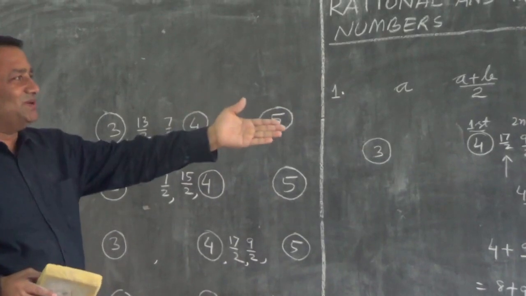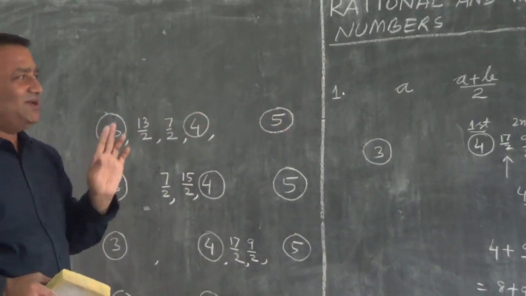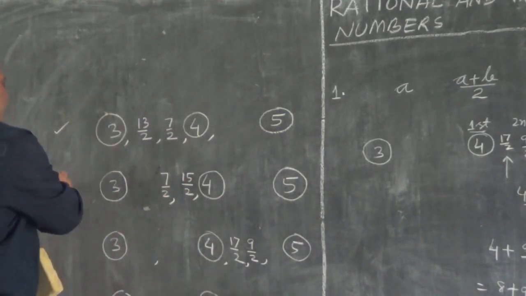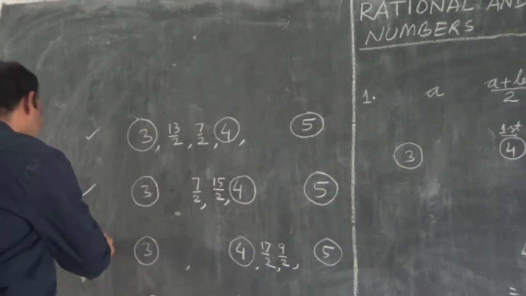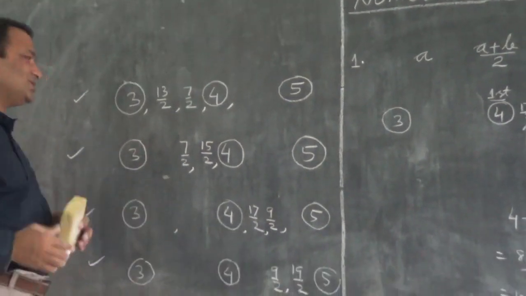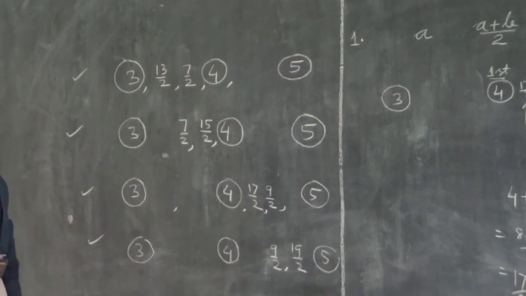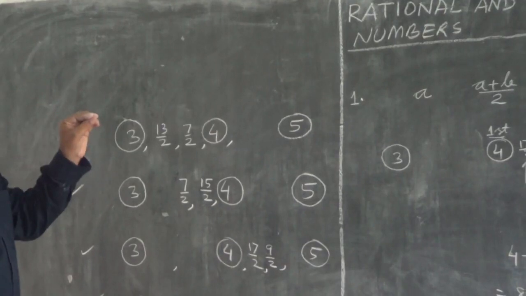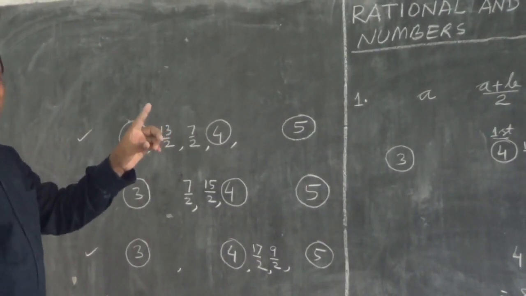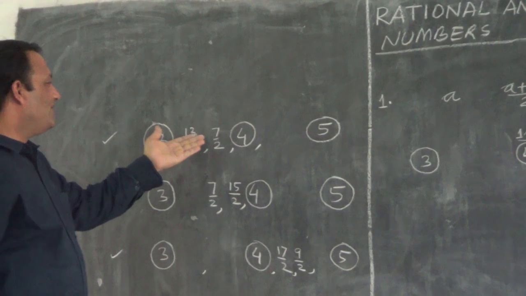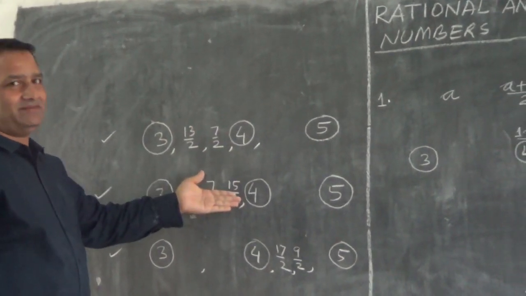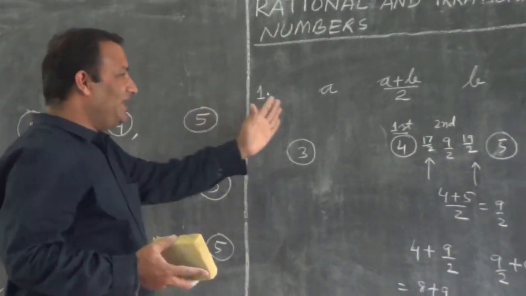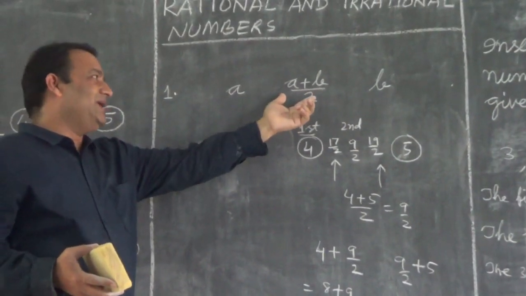For this particular question, insert three numbers between 3 and 5. The answer can be this, this, this, or this. So 4 different options are there. Depending upon the place you find the number, your numbers will be different. Okay. So usually we use this method.